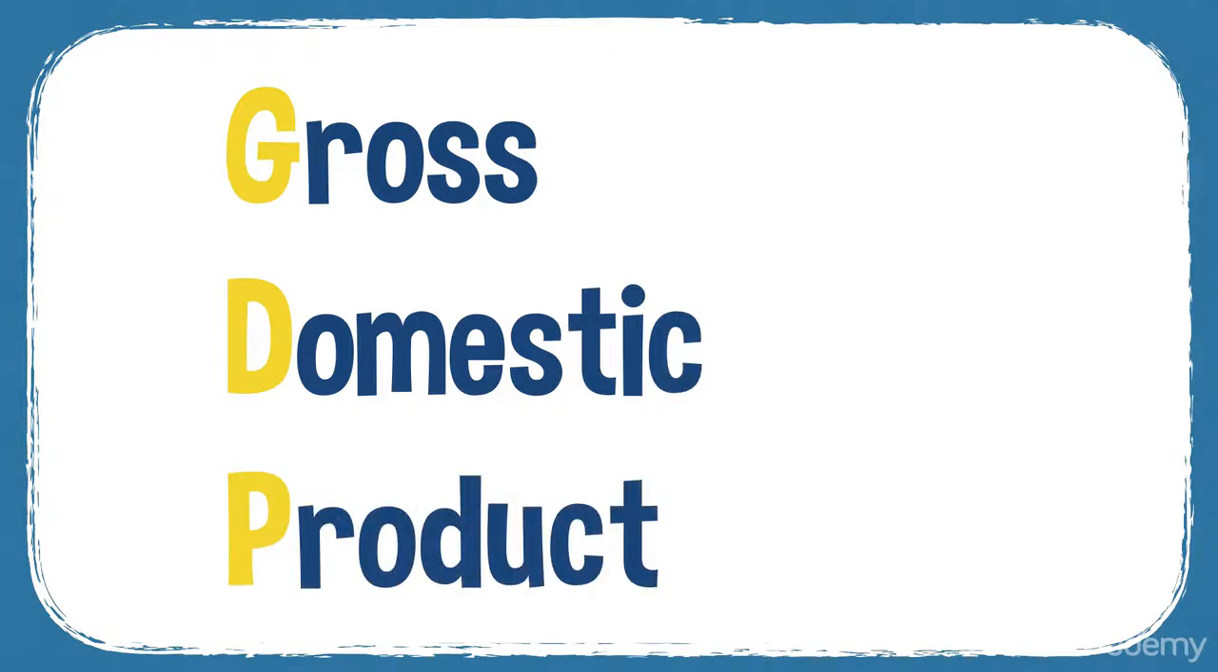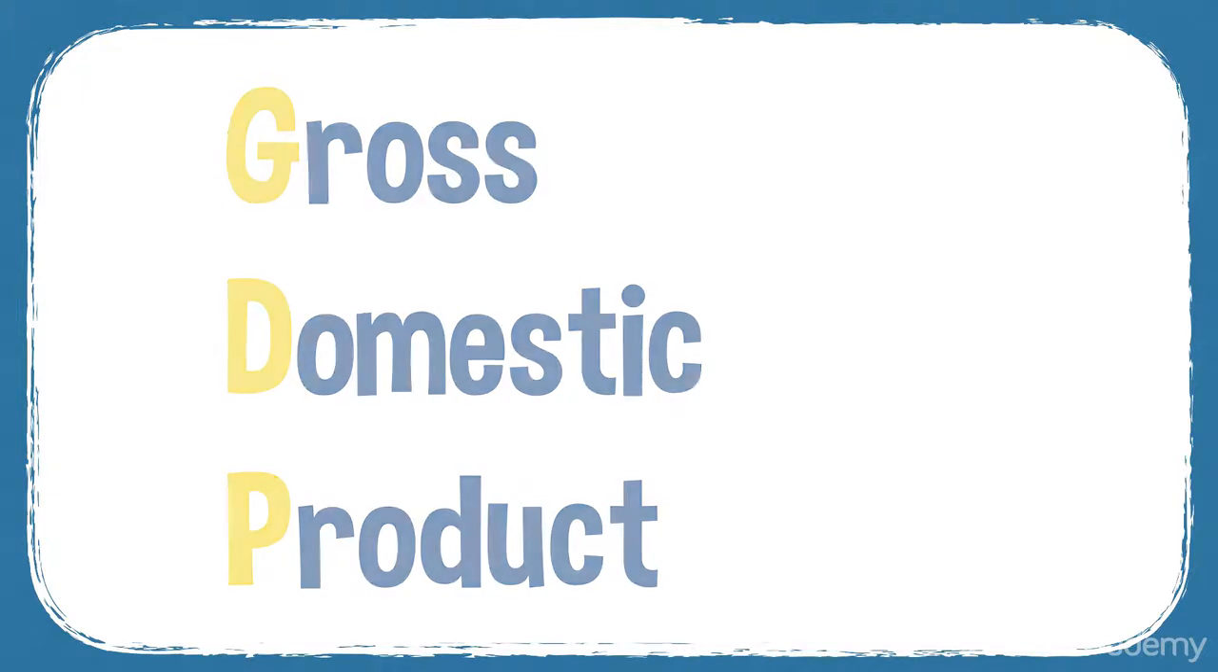Now, a country's GDP, it's an indicator. It shows how productive a country is. So the GDP measures the total value of goods and services produced in a country in 1 year. It's often used to compare the wealth of countries and also to compare the wealth of the average person in each country.